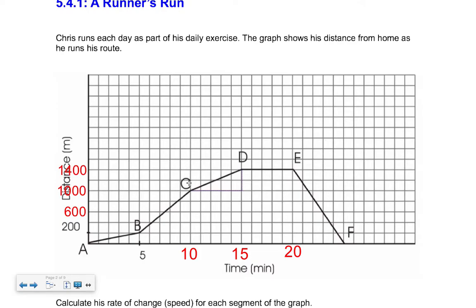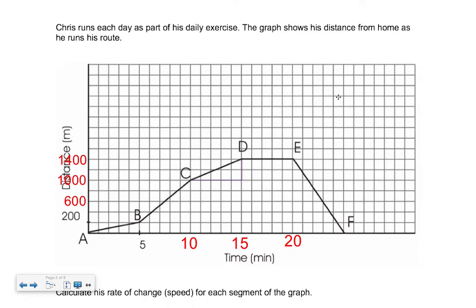I'm going to show you how to do it for C and D, and then I hope you can kind of figure it out for the rest. So Chris runs each day as a part of his daily exercise. So here's his distance-time graph. I filled in a little red just to get the numbers on here.